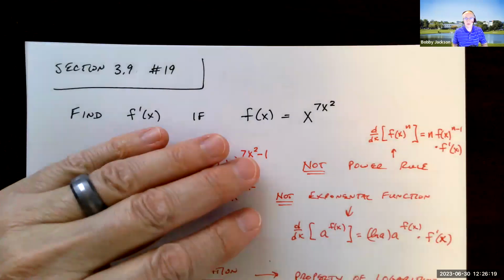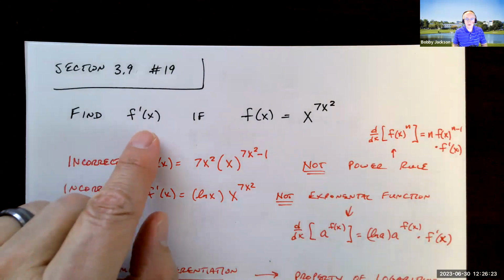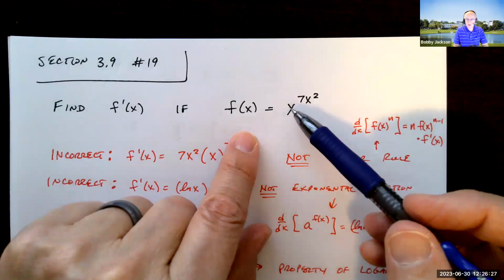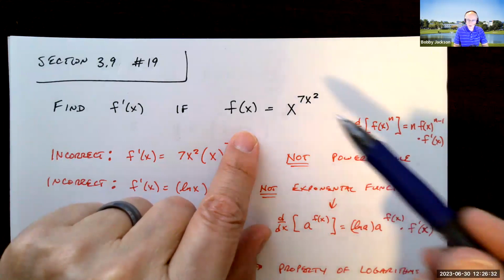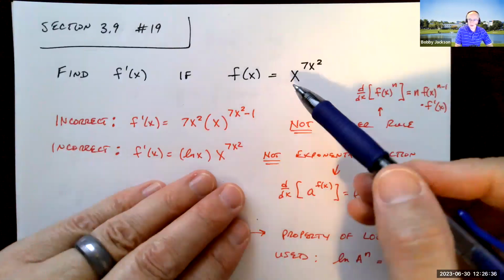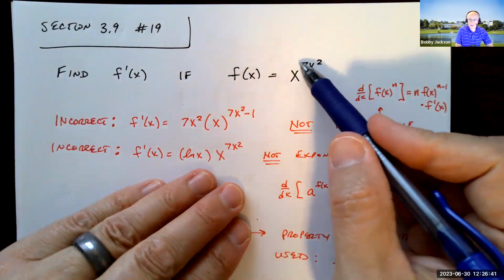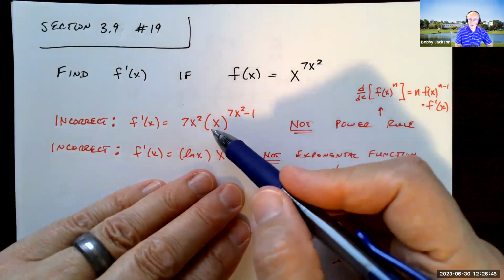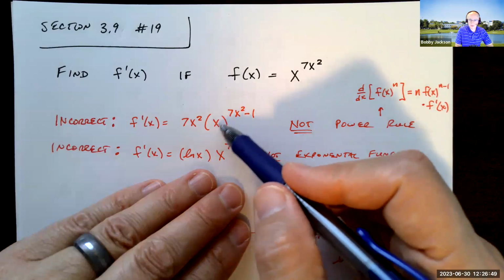We're going to take a look at number 19 in section 3.9. We're going to find f prime of x, the derivative of the function f of x equals x raised to the 7x squared power. So be careful here. It is incorrect to say, oh, this is like the power rule. Bring the power 7x squared down in front and then subtract 1 from the power. And then you've got maybe chain rule times the derivative of x, which is just 1.